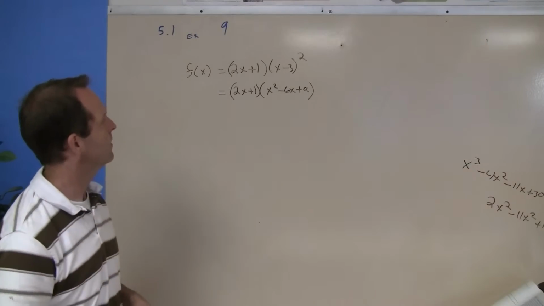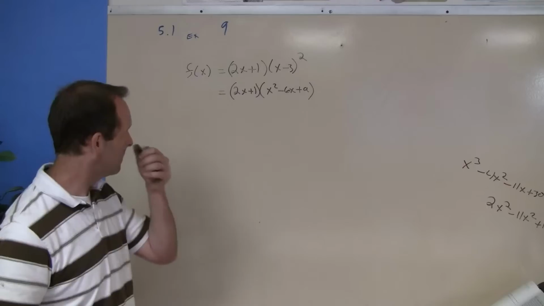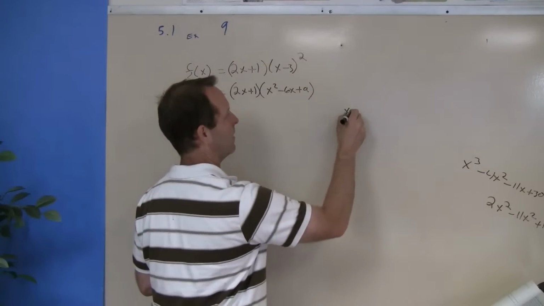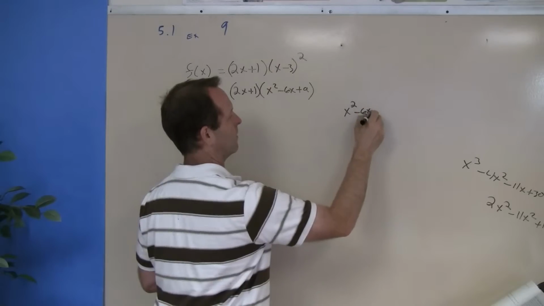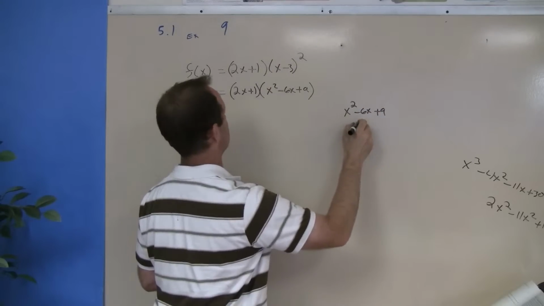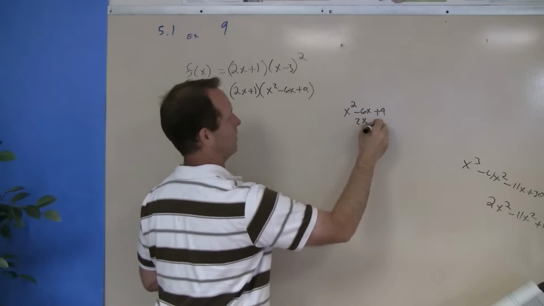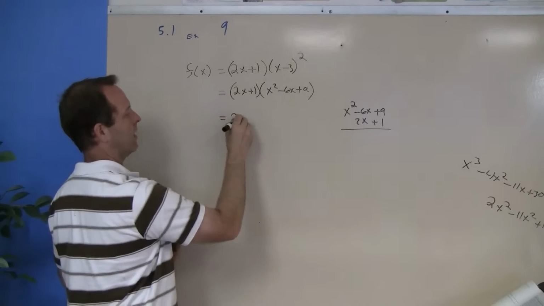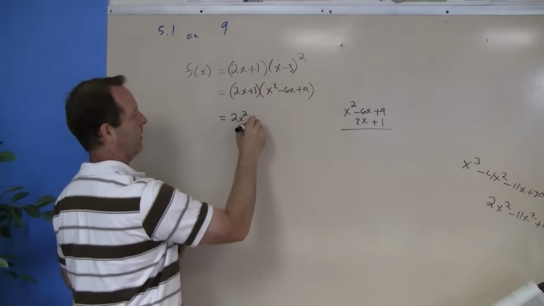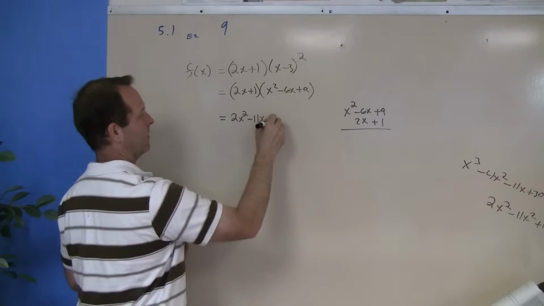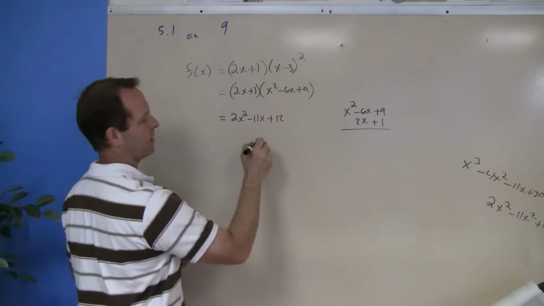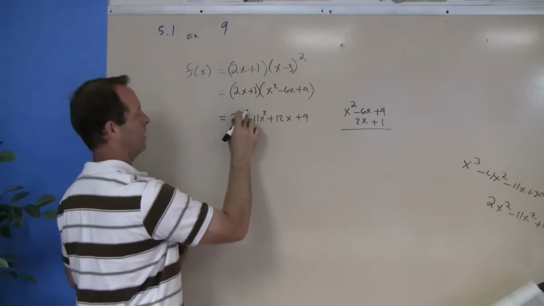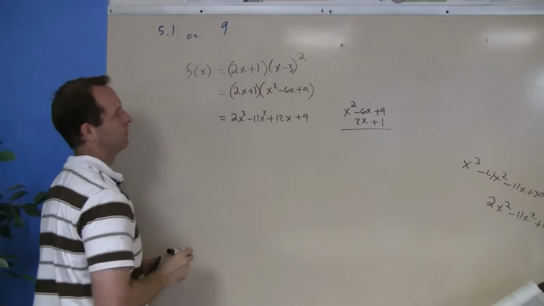2x plus 1 times x squared minus 6x plus 9. Multiplying it out, again I like to stack, so I'm going to stack over here. Once I stack and multiply it, that gives me a 2x squared minus 11x plus a 12x plus a 9. Actually, this is an 11x squared and a 2x cubed right there.